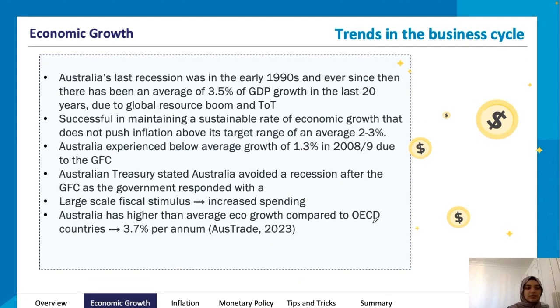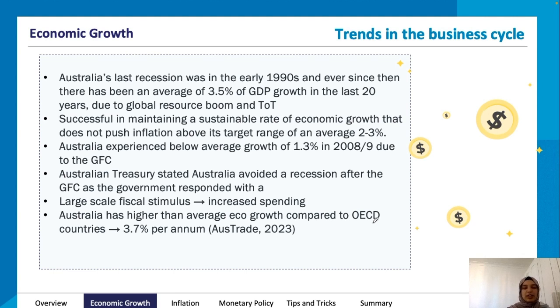So Australia's last recession was actually in the early 1990s, and ever since then there has been an average of 3.5% of GDP growth in the last 20 years due to the global resource boom and also the terms of trade. So, before the COVID recession, I guess, is the one that we had in the early 1990s. Successful in maintaining a sustainable rate of economic growth that does not push inflation above its target range of 2 to 3% is what we aim for. This is something you may already be aware of, but yes, this is true. Inflation targeting is one of the key factors in Australia's economy. So it's something to take into consideration when we are learning about the economy.